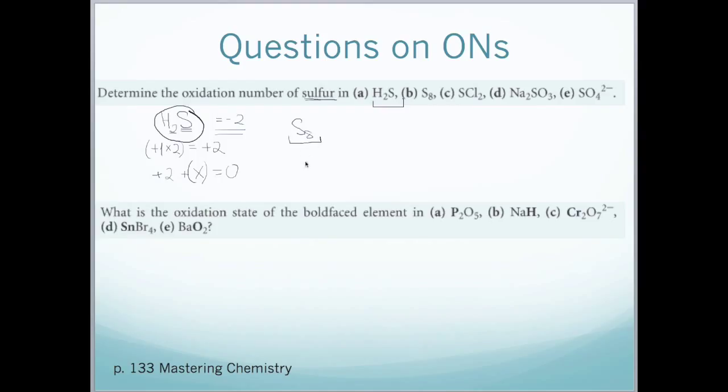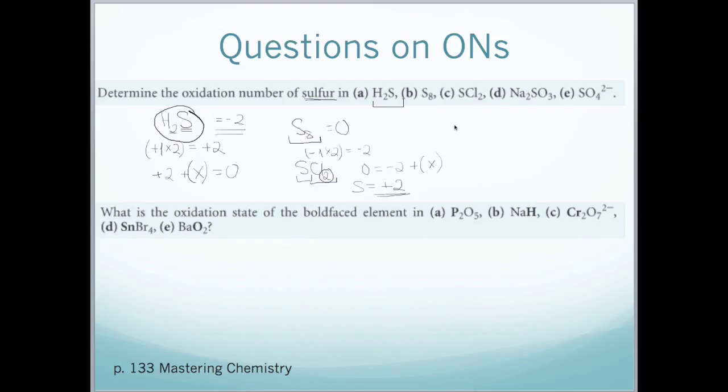Let's look at B, S8. Well, this is sulfur in its elemental state, which means that the oxidation number will be 0. In C, we have sulfur and 2 chlorines. Usually chlorine is -1, like in this case. We have to multiply that by 2 because we have 2 chlorines, which gives us -2. Because overall the molecule is neutral, 0 will equal -2 plus X. Therefore, the oxidation number of sulfur in this case will be +2.